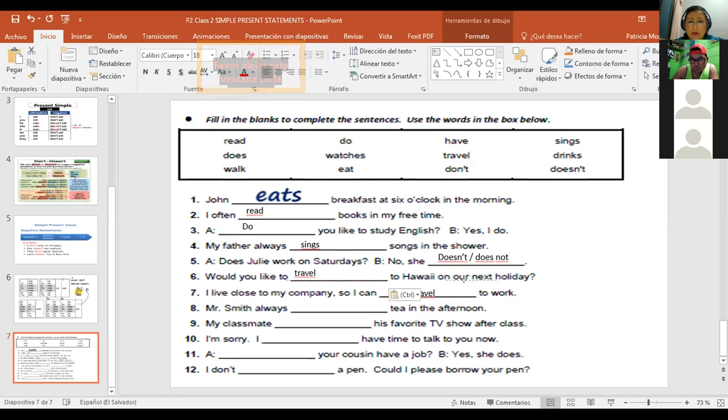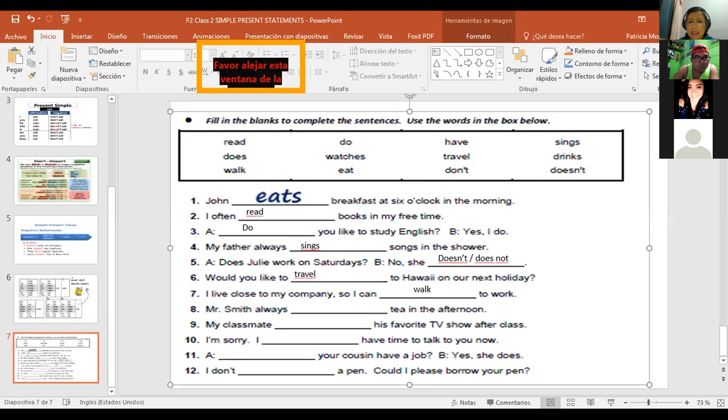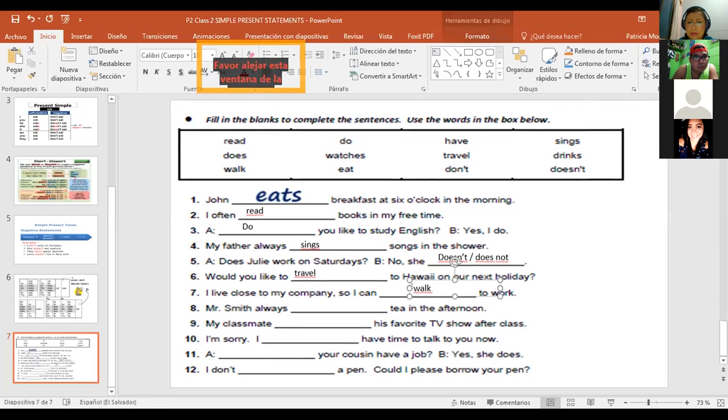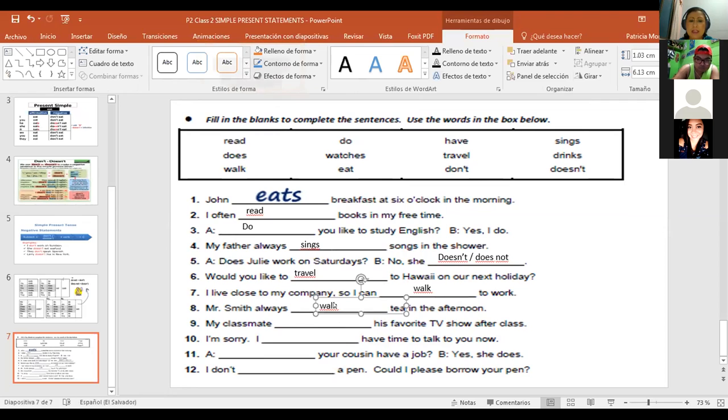Okay, let's see. Number seven. Volunteer for number seven? Walk, ¿verdad? I live close to my company, so I can walk to work. Okay, excellent. Thank you. Volunteer for number eight in this case. Mr. Smith always drinks tea in the afternoon. Okay, Mr. Smith always drinks.